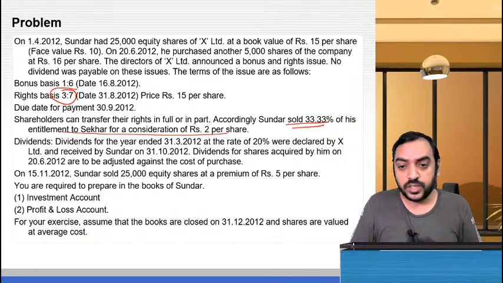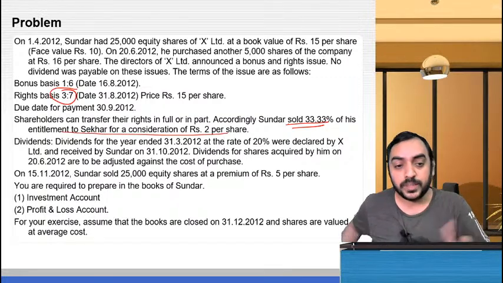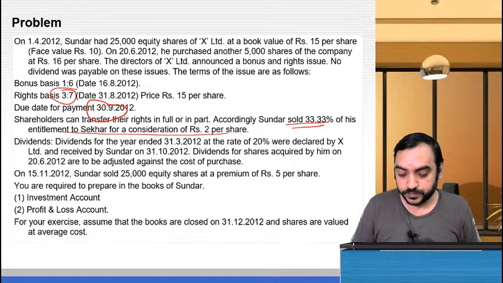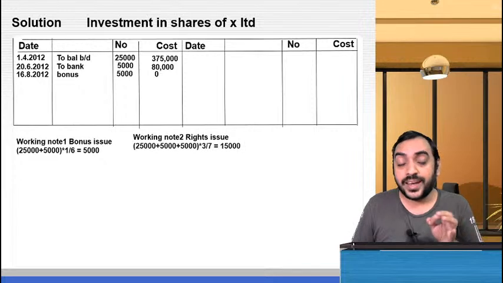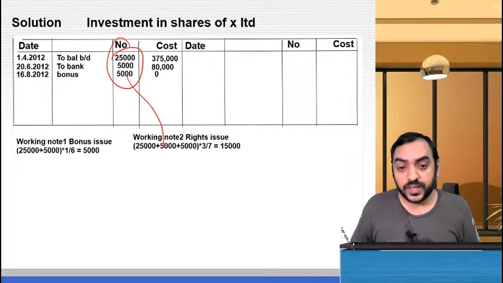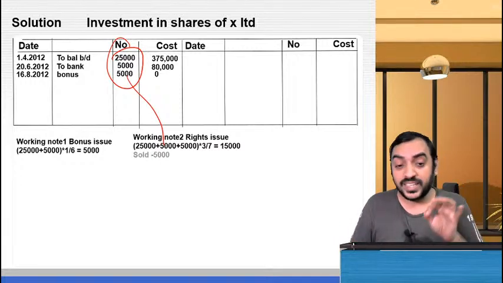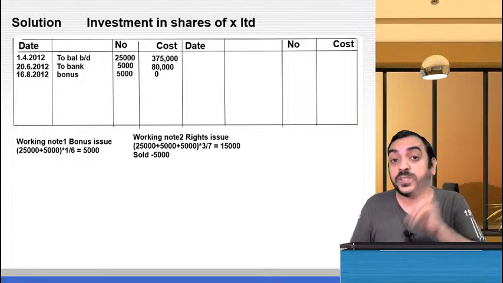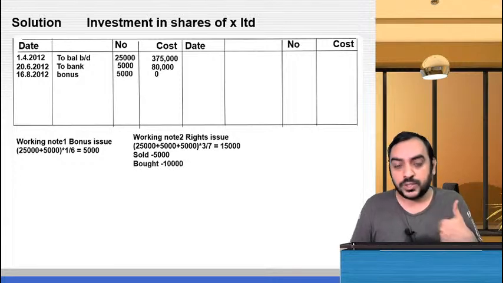The dividends received were adjusted in cost of purchase. So he sold 33%, which means he took up the balance entitlement. We assume that he has exercised it by making the payment on 30th of September. So how many right shares is he going to receive? 25,000 plus 5,000 plus 5,000. 3 for every 7 shares held, into 3/7, 15,000. This was a right issue. But he sold 33.33%, 15,000 into 33.33% sold, and the remaining he purchased.